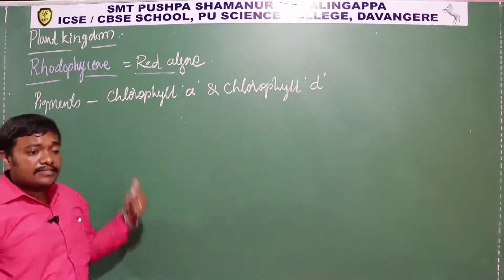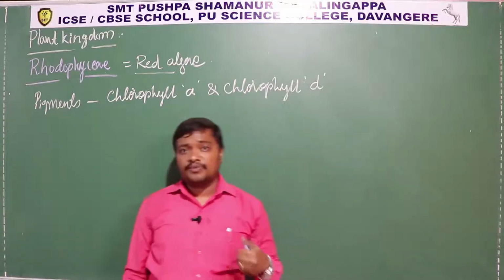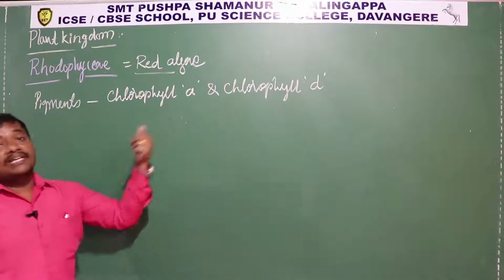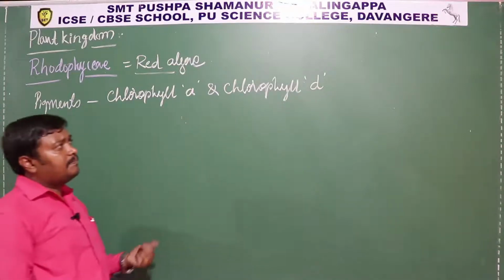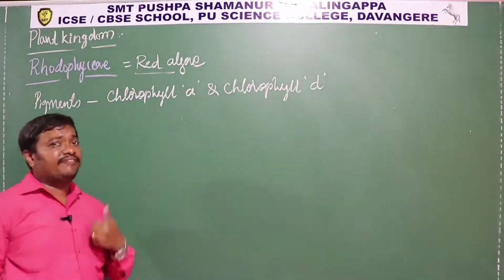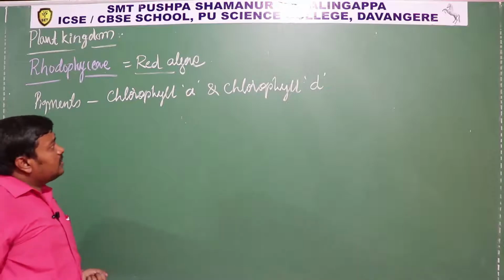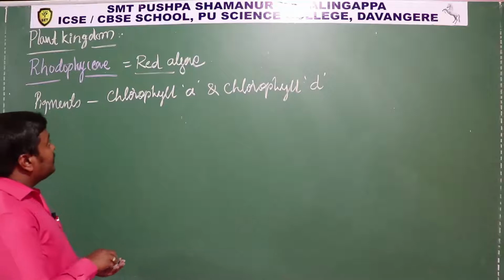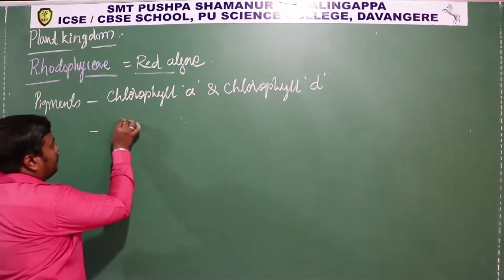Chlorophyll A is the common pigment which is present in all the organisms belonging to the plant kingdom. But different pigments like B, C, D, xanthophyll, carotenoid may vary in the organisms. Chlorophyll A and chlorophyll D are responsible for the green tinge. Along with that, as the name red algae suggests, they have a red pigment.